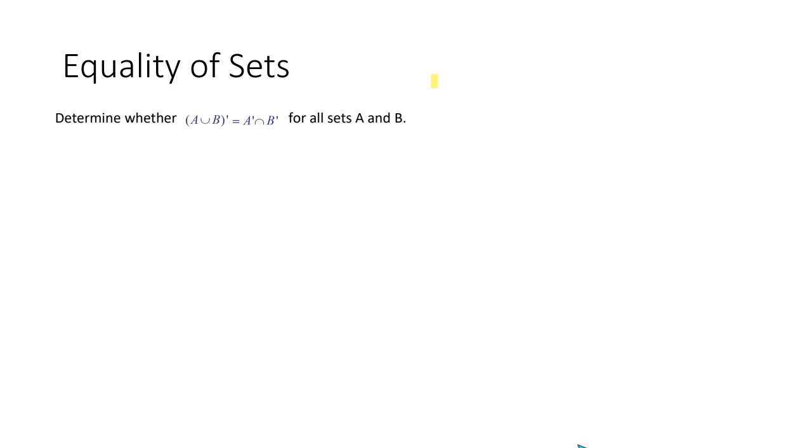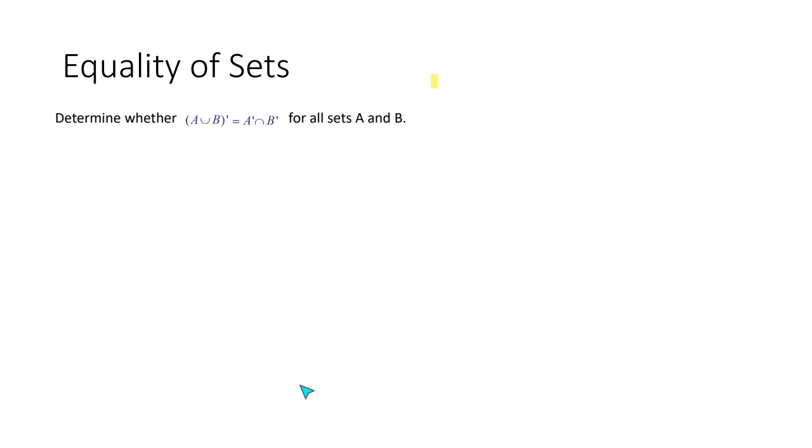Now, equality of sets. So they tell us here, determine whether A union B complement is equal to A complement intersected with B complement for all sets A and B.